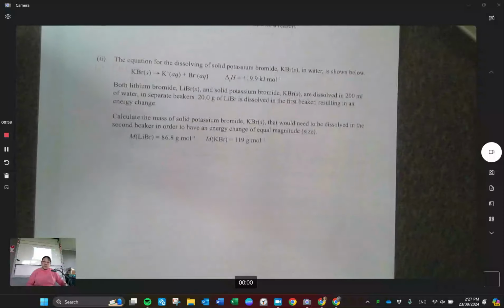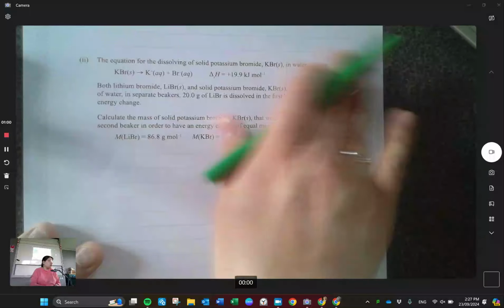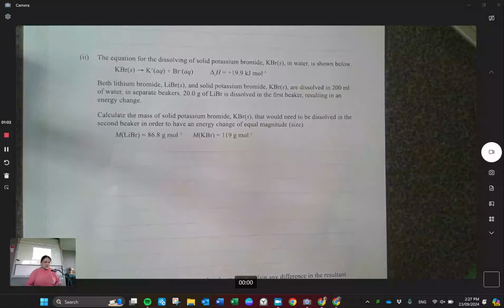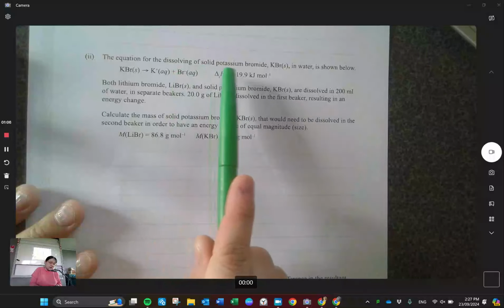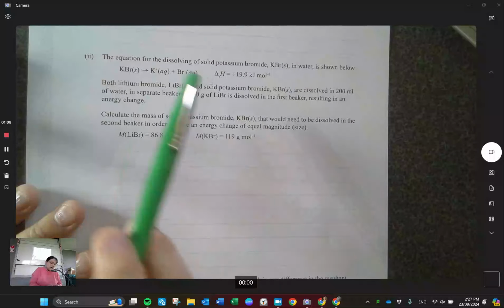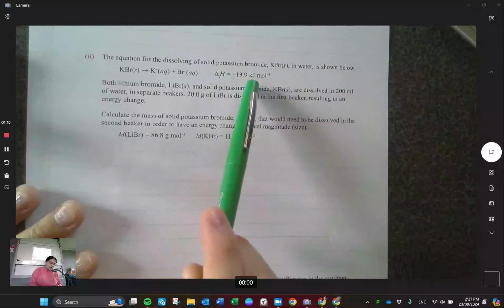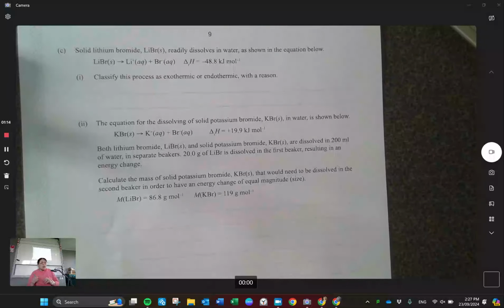All right, cool. Next one. So I'm just going to skip that one. I figure you guys can write that down yourself. This one here is the one we want to unpack. So we're looking at the equation for dissolving potassium bromide in water. And they've given me the equation and they've given me the enthalpy. So they've given me two different dissolving equations, which probably tells me that you're going to have to use both of them in some sort of context. So that's going to have quite a bit of math.